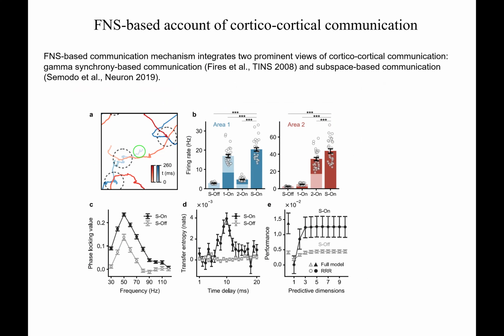When they are aligned, they interact, right? Because of feed-forward, feedback interactions, there is a resonance-like or ignition-like phenomenon. The firing rate would go up. Meanwhile, we have this transient synchronization between the gamma bursts. In this manner, our model can explain gamma synchronization-based communication. Meanwhile, because we have these localized coherent patterns, the model can also explain subspace-based communication. So in this sense, our fractional neural sampling-based communication can unify two different ideas proposed for understanding cortical communication.